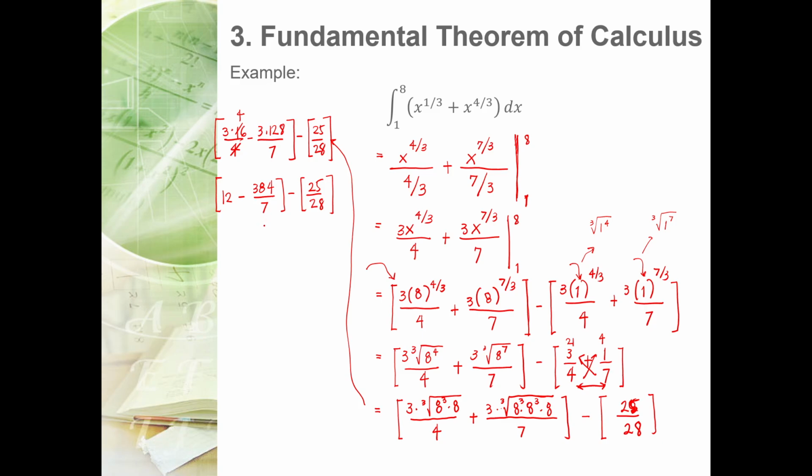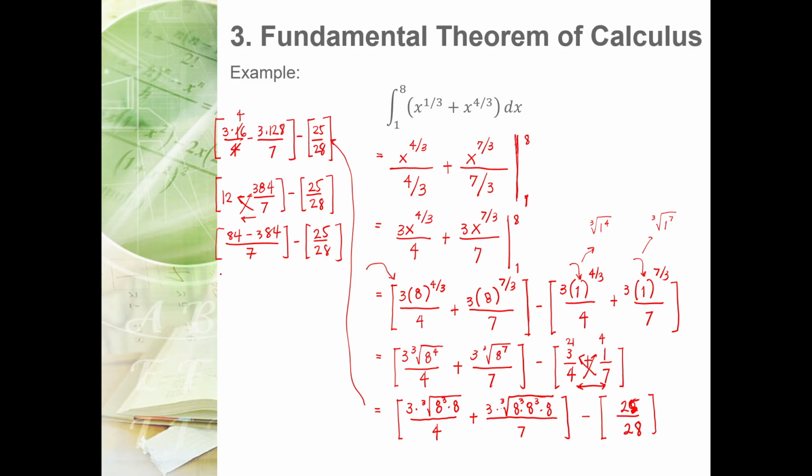So next, we're going to combine 12 minus 384 over 7. Again, cross multiply, right? So this becomes 12 times 7, which is 84. 84 minus 384 all over 7. Then minus 25 over 28.